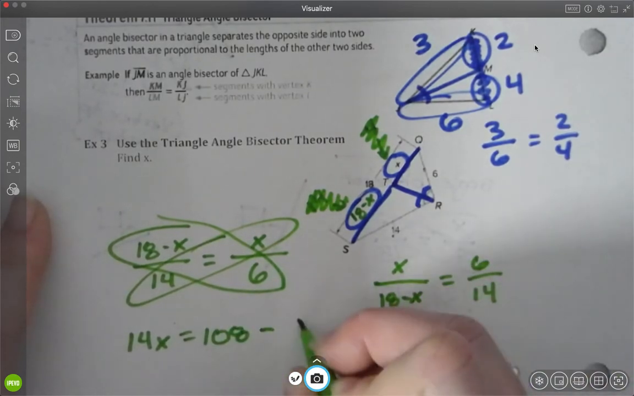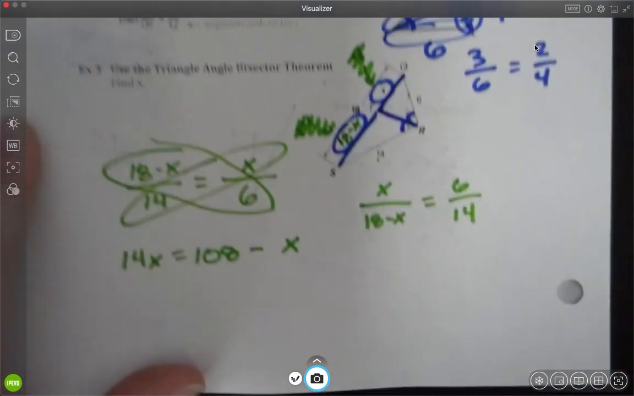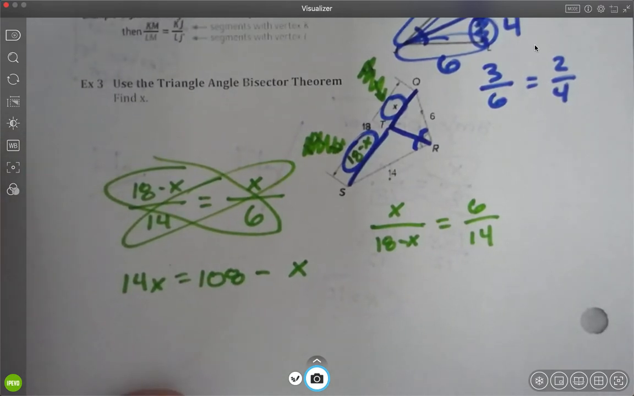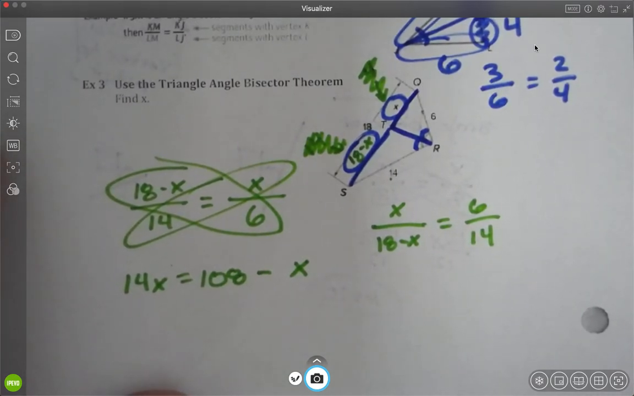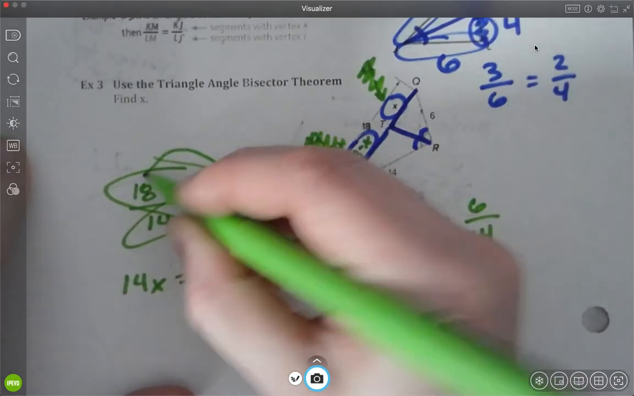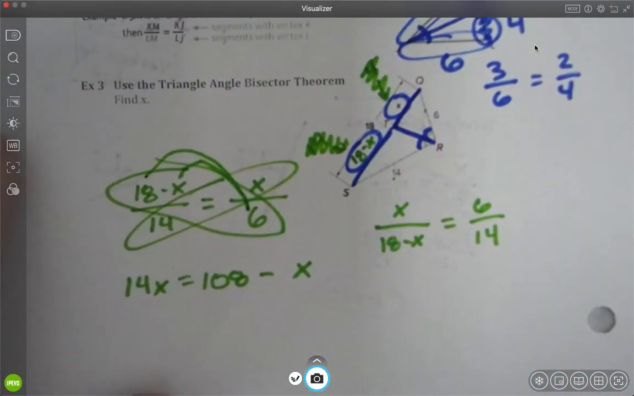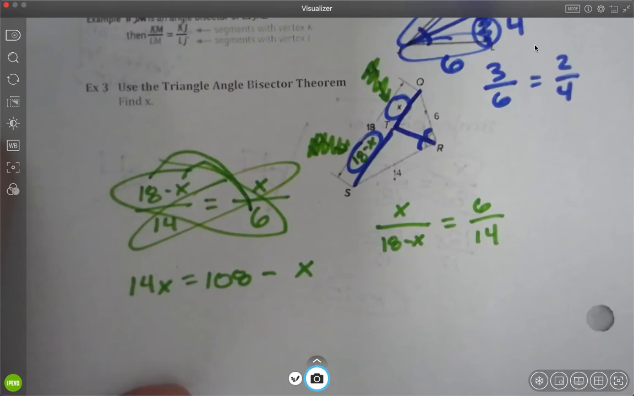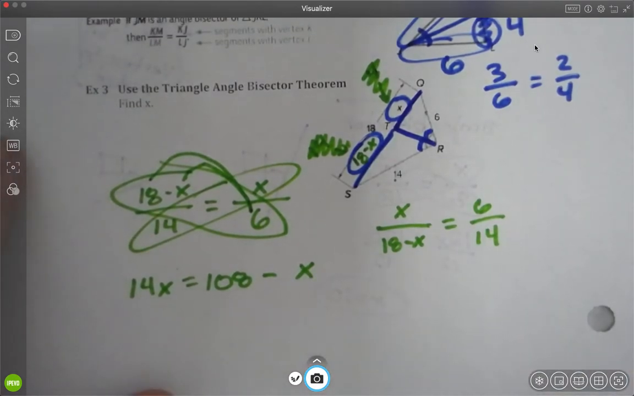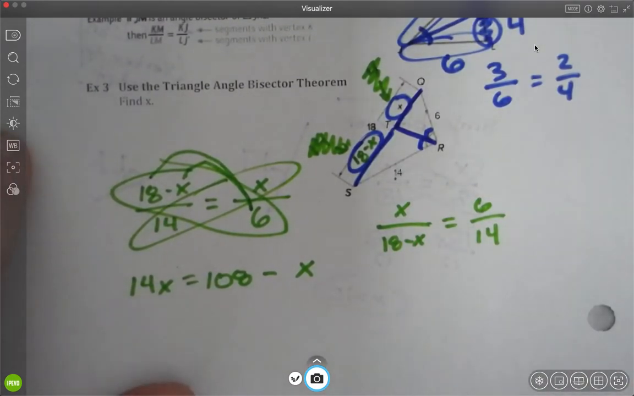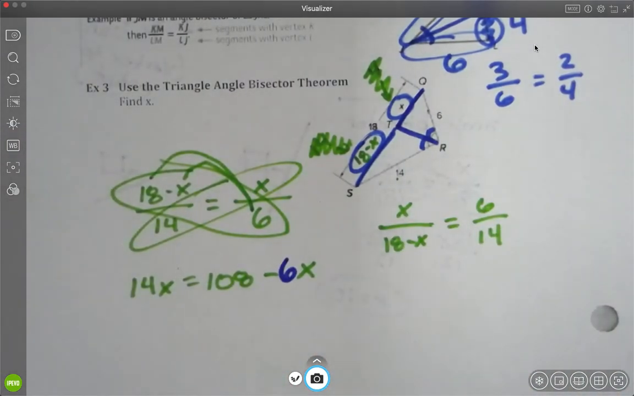Minus x. 108 equals... Would it be 6x? Or would it just be x? Add x. Wait, what is happening? Elena got tricked. When you are multiplying, you've got to distribute. So it shouldn't be 108 minus x. It should be 108 minus 6x. I thought you were just asking what to do next, and I was like, okay. All right. So there we go. Add the 6x. I'm done.